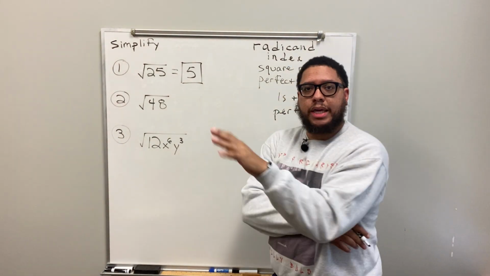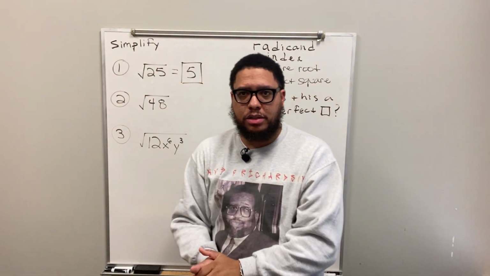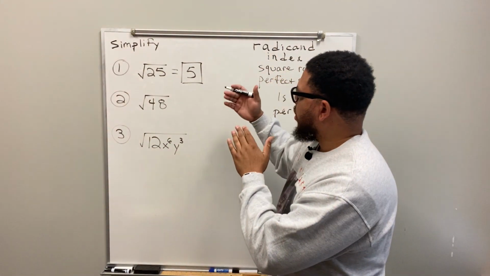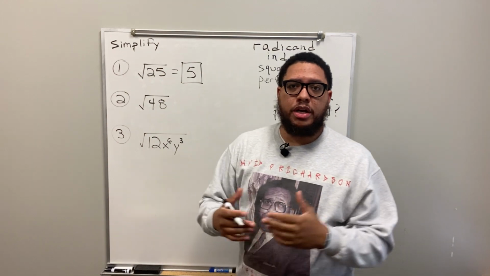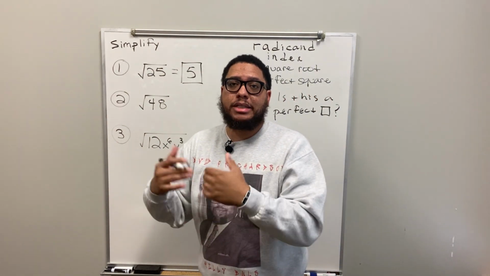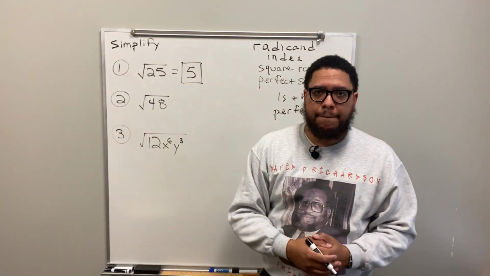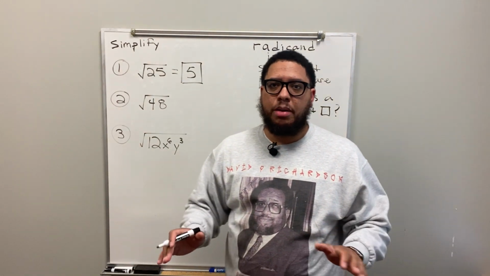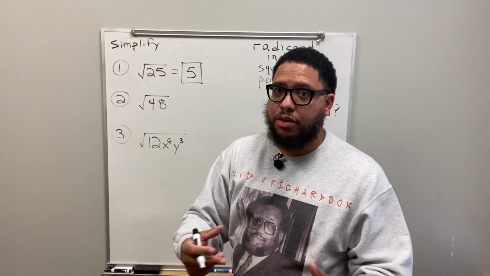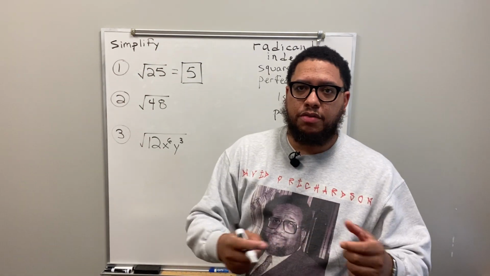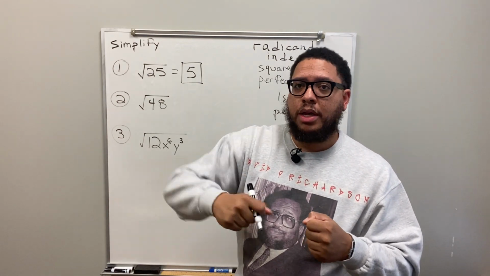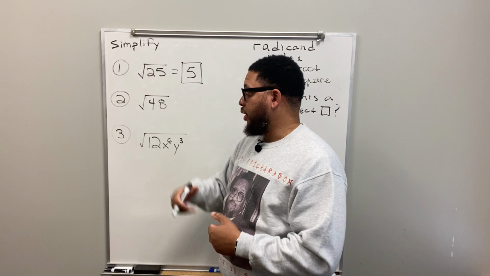We say no, because we know our multiplication facts. When you know your multiplication facts, you know there is no whole number on the multiplication table that can be multiplied by itself to equal 48. There are numbers that can be multiplied together to equal 48, but no whole number that can be multiplied by itself to equal 48.